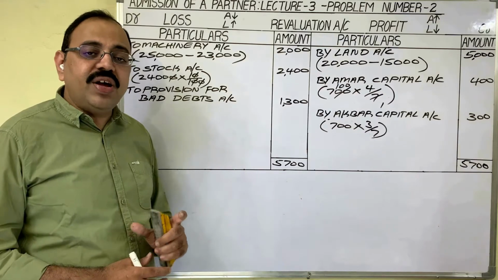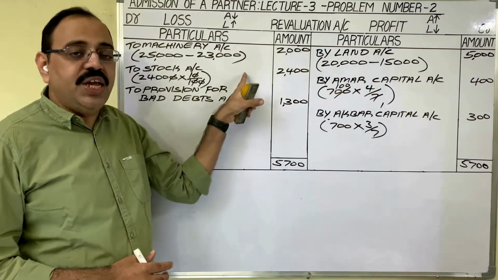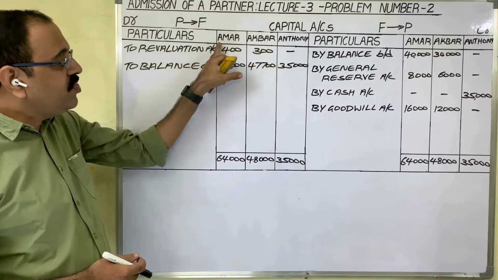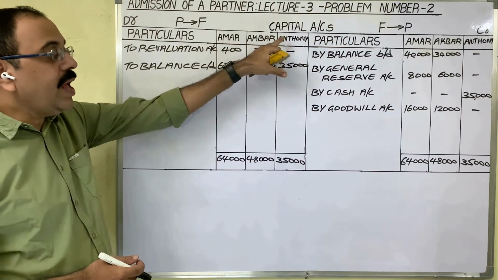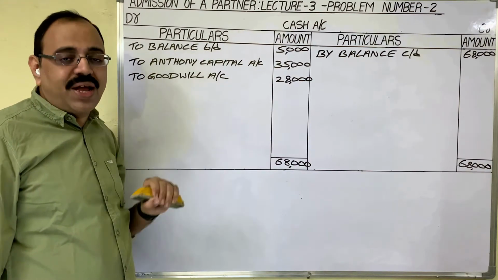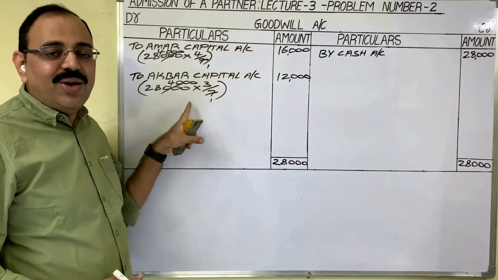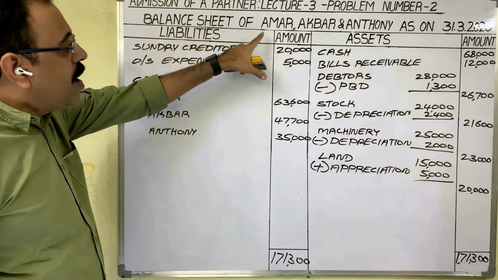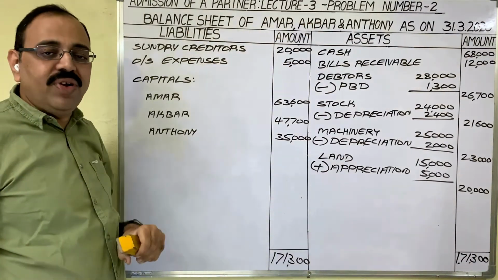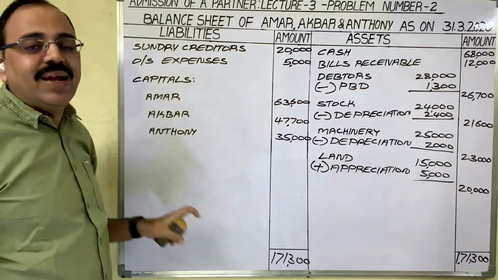In the ledger, first we have to prepare the revaluation account. This is the revaluation account. Then the capital accounts of 3 partners, Amar, Akbar, Anthony. This is the cash account. Next, the goodwill account. This is the goodwill account. Then the balance sheet of Amar, Akbar and Anthony as on 31st March 2020. This is the new balance sheet.